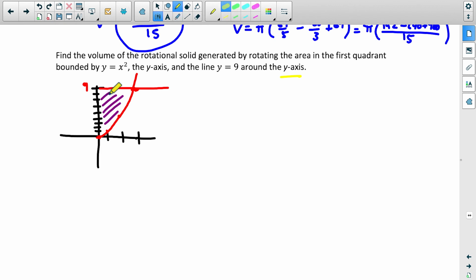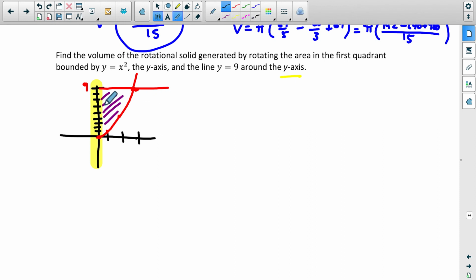So our rotational axis is right here. That's what we're rotating around. So can you picture what it would look like? I think it would look like some kind of solid dish, like a bowl, but it has no opening in the middle. Does that make sense? So we need to get the radius of rotation.